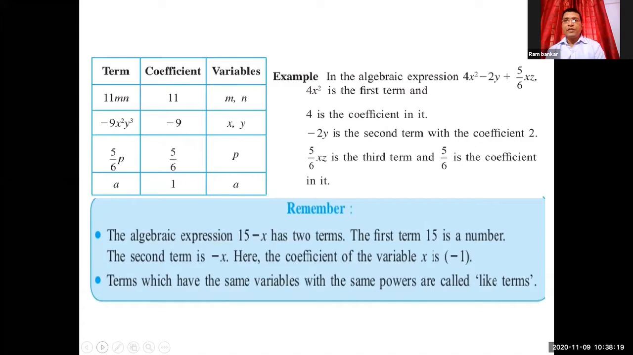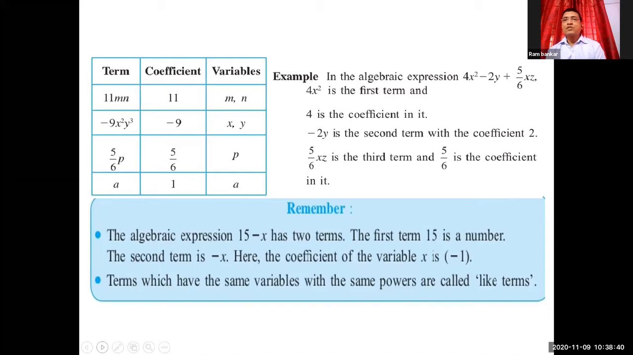In this, 4 is the coefficient in it. Look at the second: minus 2y is the second term with the coefficient minus 2. 5 upon x cube is the third term, and 5 upon 6 is the coefficient in it.